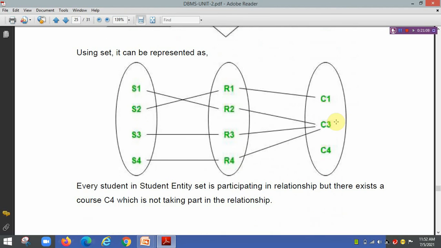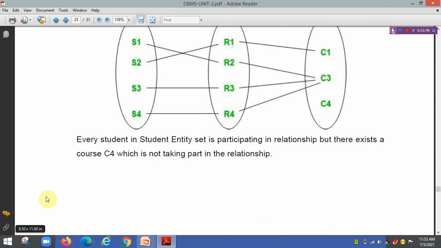So S1 enrolled in C3, S2 enrolled in C1, S3 enrolled in C3, S4 enrolled in C3. In this way, every student in the student entity set participates in a relationship, but there exists a course C4 which is not taking part in the relationship. In this relationship, in the C4 course, no students enroll. That means this entity is not totally participating. This is partial participation.